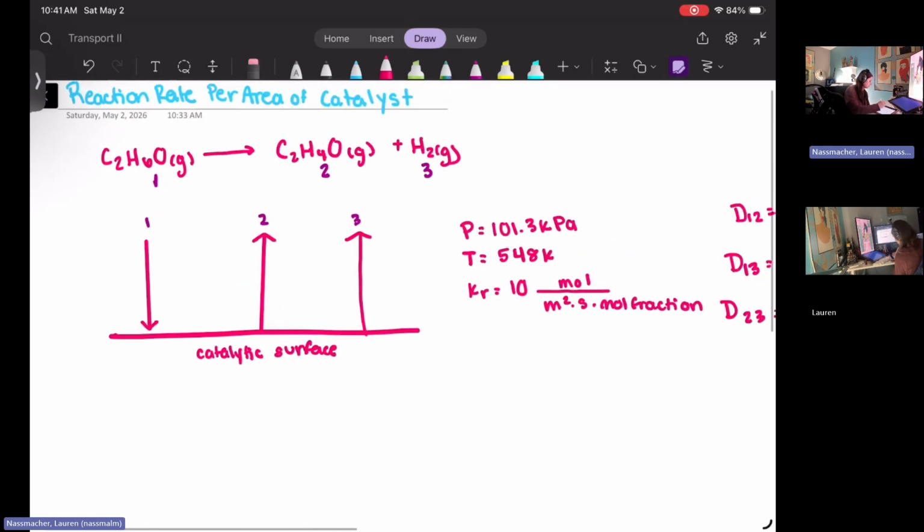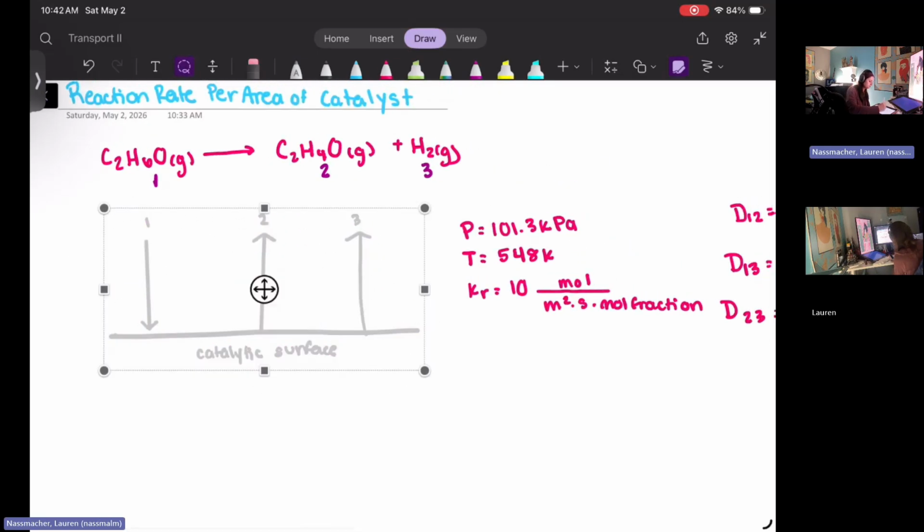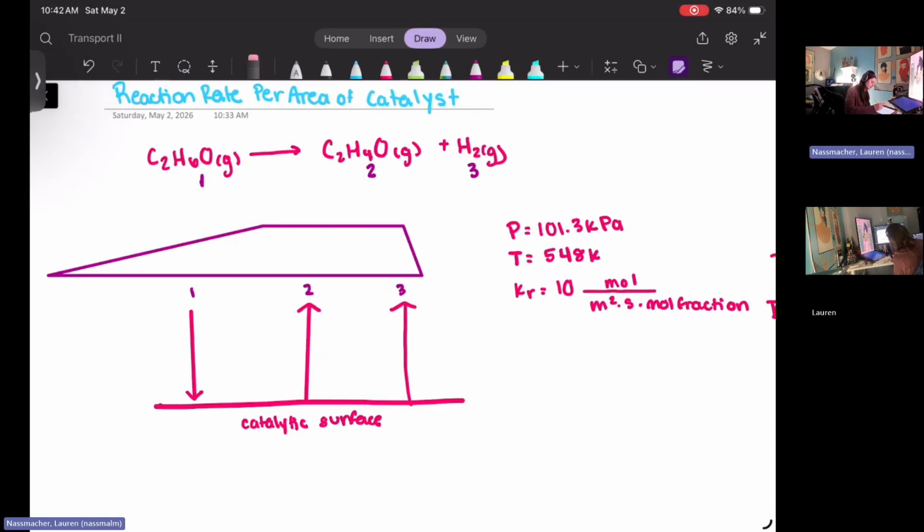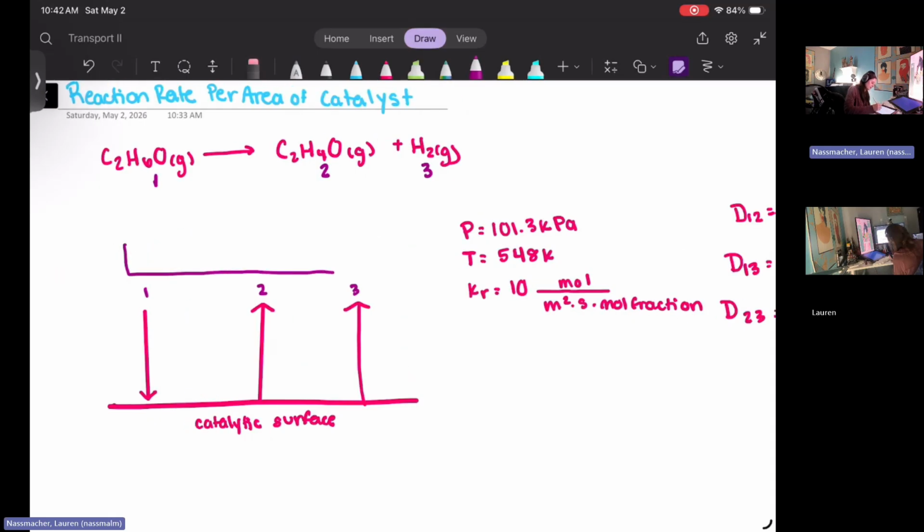And we also have some more information that we can put down. Right above our catalytic surface, we have a bulk, in which no reaction is occurring, and we have a mole fraction for each of our components. Okay, there we go. So this is our bulk.